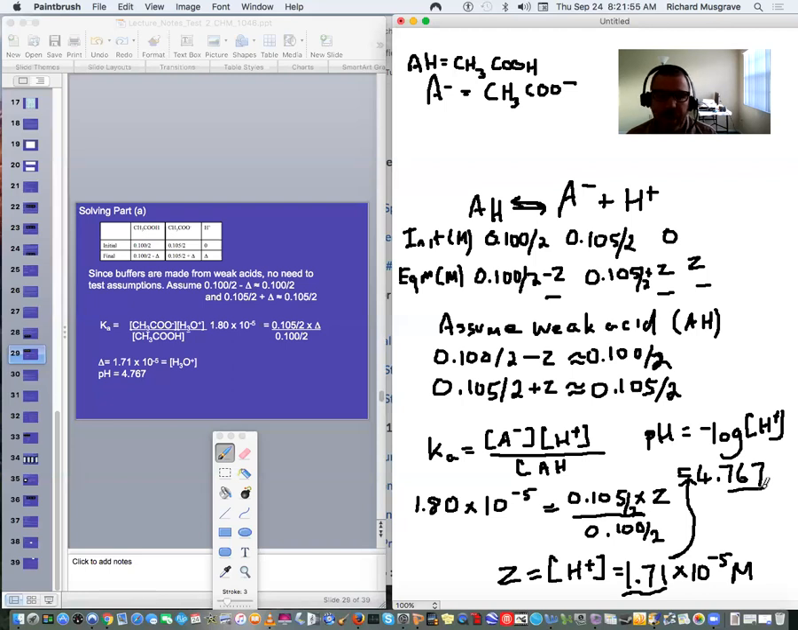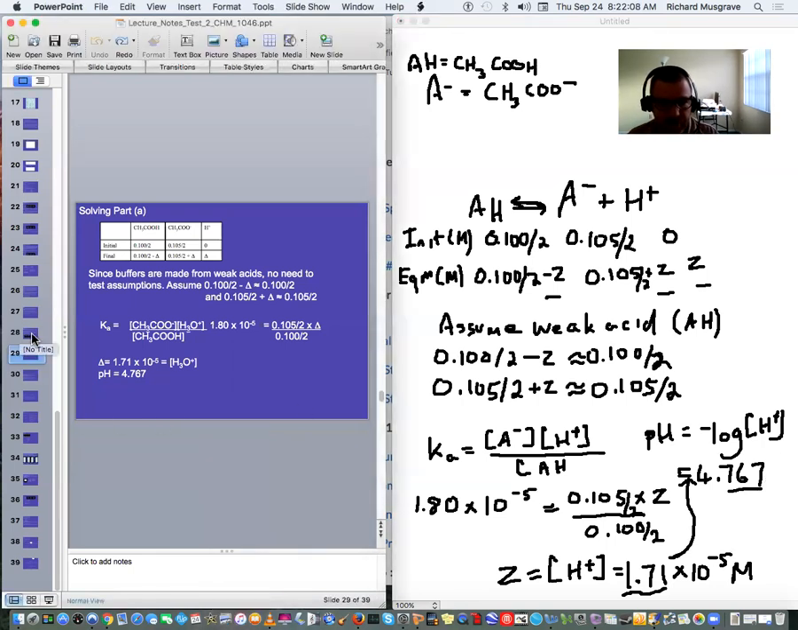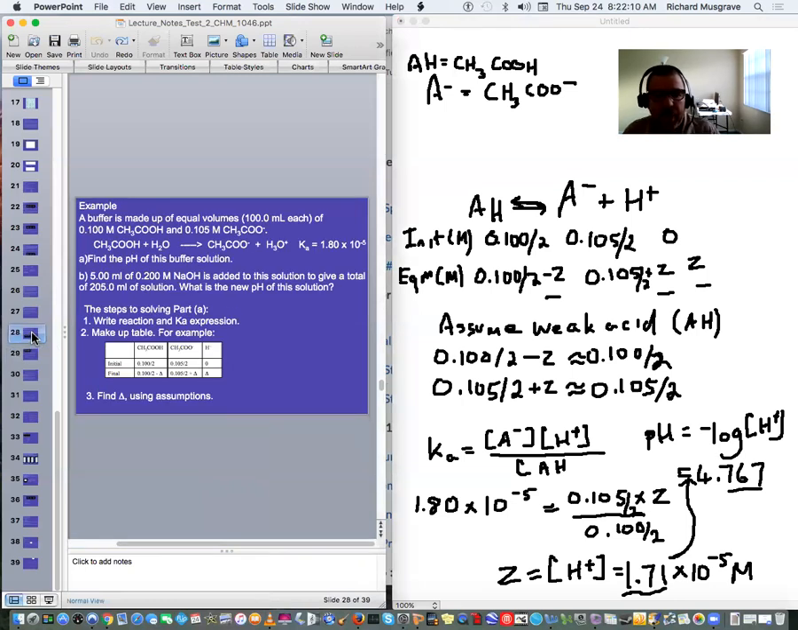So our pH for our initial buffer is 4.767, and this is going to be our reference point for the next part. Let's go back to the initial question here. We're going to be adding a small amount of strong base, sodium hydroxide. So what I'm expecting is that initially my pH of the buffer is 4.767. I expect my new pH to be a little bit more than that, but it'll definitely be under 5. That much I can guarantee. Does anybody have any questions?